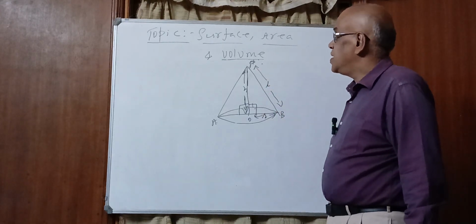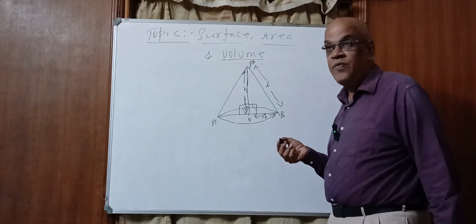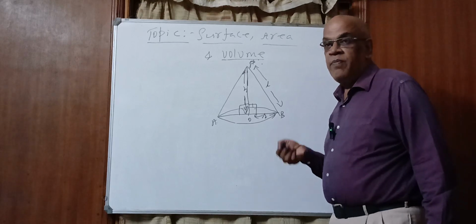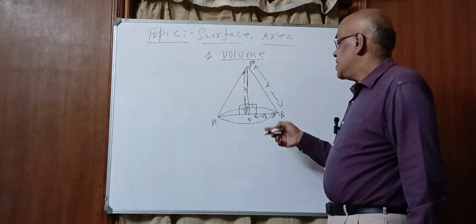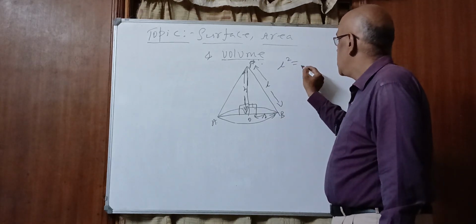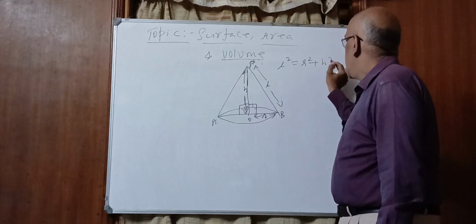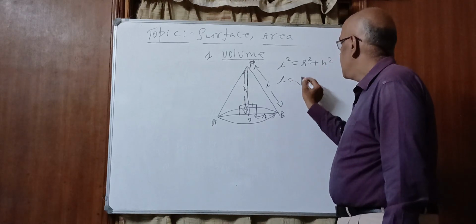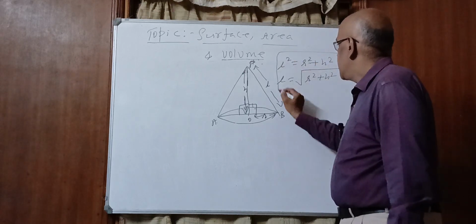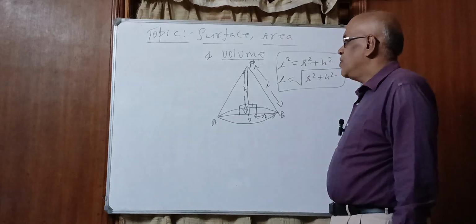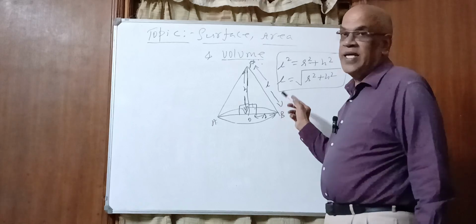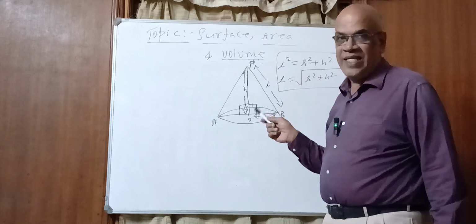Now come to see, children, we are studying area, surface area, volume. We go to right angle triangle. To find L value, we take the help of Pythagoras theorem. In triangle OPB, square of the hypotenuse L square is equal to R square plus H square. What is L value, children? Under root R square plus H square. Another formula you have to remember to find the L value. What is L? Again I'm repeating, slant height.